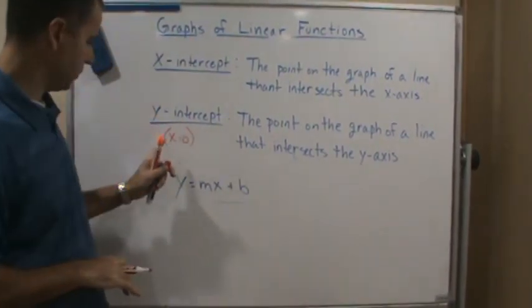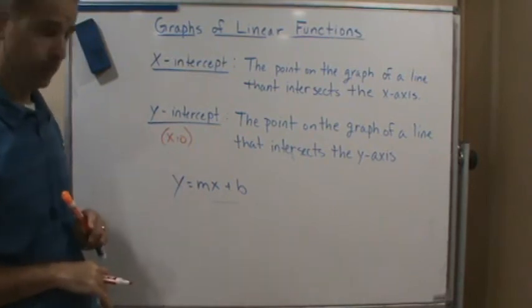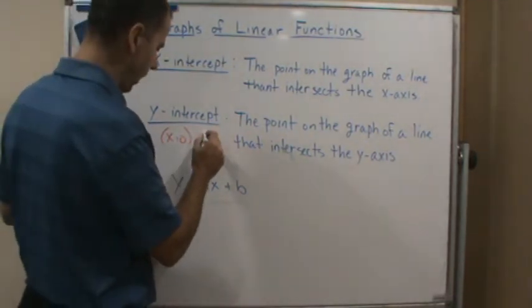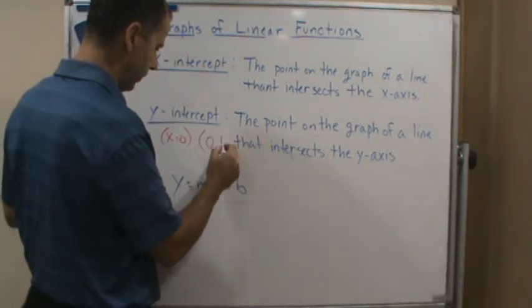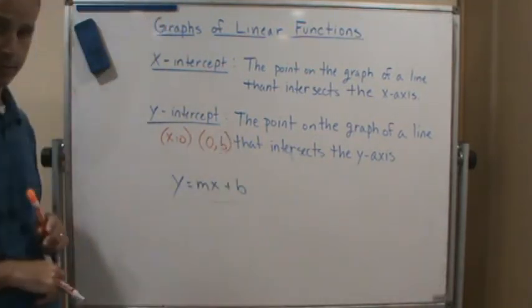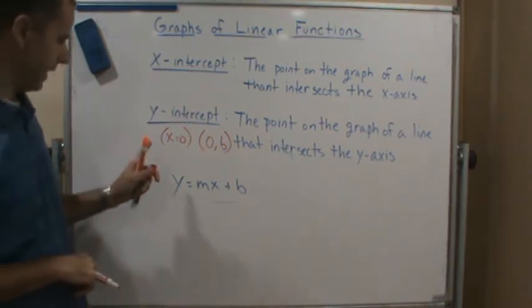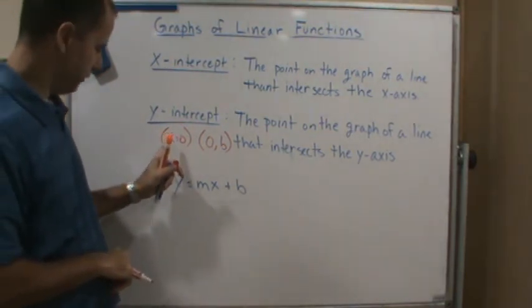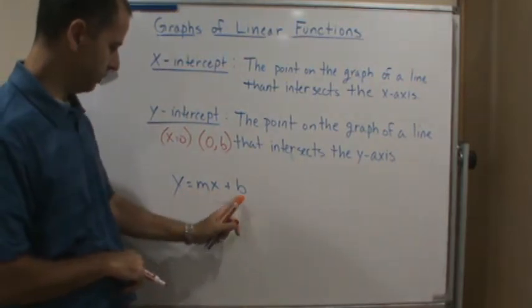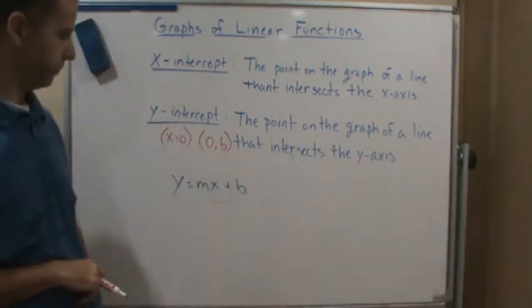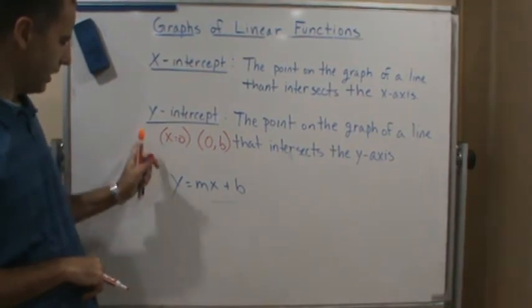For the y-intercept, you set x equal to 0, right? Because the y-intercept is always of the form 0 comma b, like we said before. So if I set x equal to 0, see what happens. If x is 0, this goes to 0, and I end up with y equal to b, which is exactly what I want, okay? So that's how you find the y-intercept.